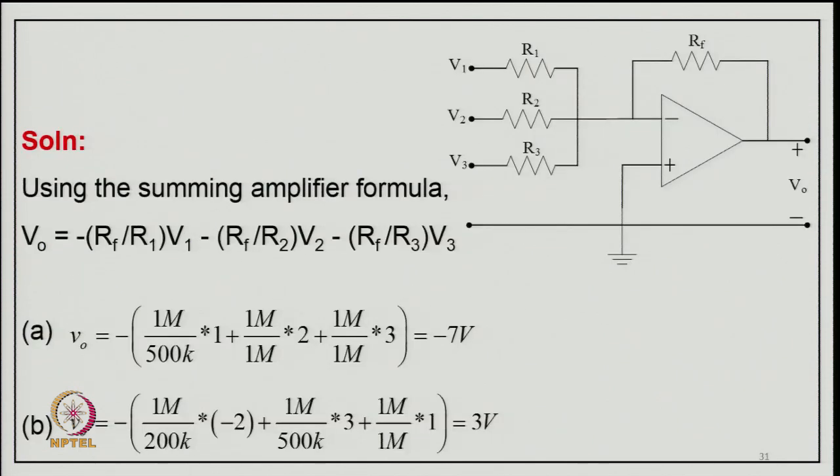So, just solving here, putting in the values. We have the formula V_O equal to minus R_F upon R_1 into V_1 minus R_F upon R_2 V_2 minus R_F upon R_3 V_3. For case A, putting in the values, V_O equal to minus 1 mega ohm divided by 500 kilo ohm into 1, plus 1 mega ohm divided by 1 mega ohm into 2, plus 1 mega ohm divided by 1 mega ohm into 3, that becomes minus 7 volt. For the second case, V_O equal to minus 1 mega ohm divided by 200 kilo ohm into minus 2, 1 mega ohm divided by 500 kilo ohm into 2, 1 mega ohm divided by 1 mega ohm into 1, it comes to 3 volt.